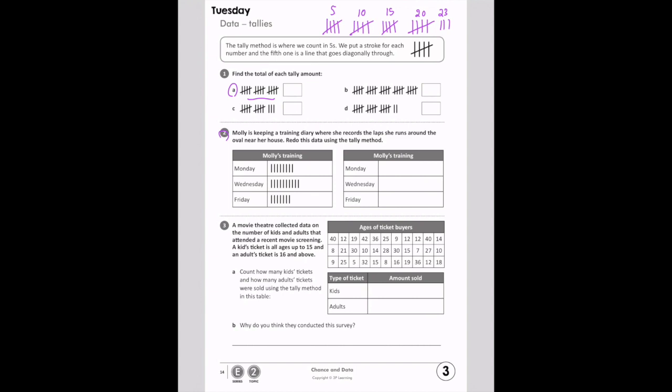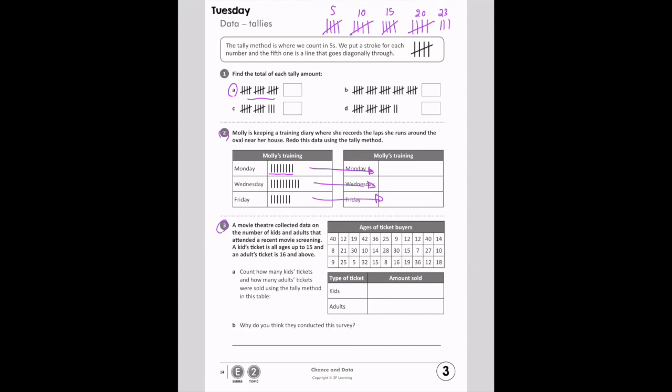All right. In the next question, number 2, Molly is keeping a training diary where she records the laps she runs around the oval near her house. Redo this data using the tally method. So instead of recording all her data using single strokes, you're going to help her use the tally method. So making tallies in groups of 5.